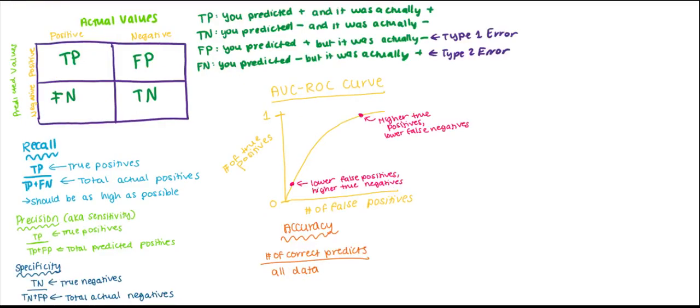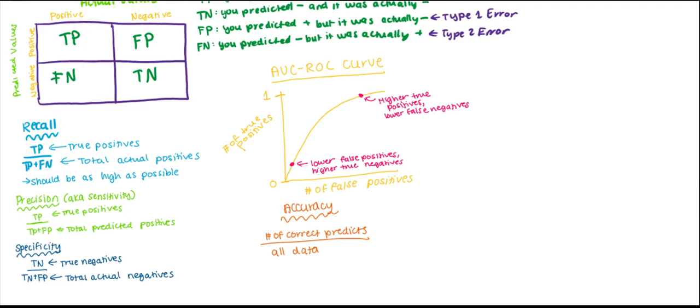So let's look at how you can calculate those. You can calculate recall by taking the rate of true positives over the rate of true positives plus false negatives. You can calculate precision, which is also known as sensitivity, by calculating true positives over true positives plus false positives. You can calculate specificity by taking true negatives over true negatives plus false positives. And you can calculate accuracy by taking the total number of correct predictions over all of the data.